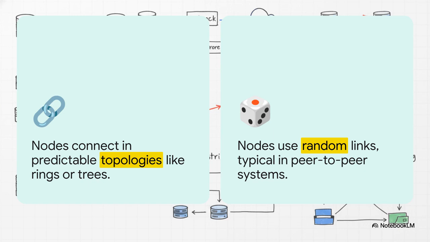First, you've got structured overlay networks. These use super precise, predictable shapes like rings or trees. Then, on the flip side, you have unstructured overlay networks, which rely on totally random links. Actually, that is exactly how peer-to-peer systems operate. Both of them are just building a logical web over the physical wires.